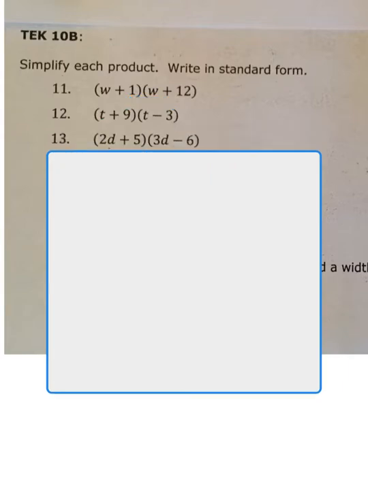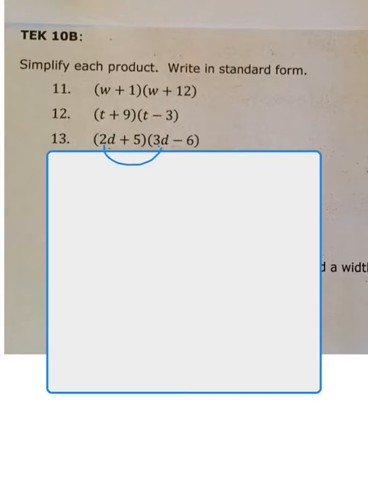Number 13 is the same as numbers 11 and 12 in that I have two binomials, and I'm going to multiply them by each other. The way that it's different is that first term, instead of just being a variable by itself, now I have a coefficient in front of it. So for example, 2d or 3d. Okay, but our rules are the same. You guys have multiplied things like this before, so we're going to use those same rules, and we're just going to apply FOIL. So first term, 2d times the first term of the second binomial.